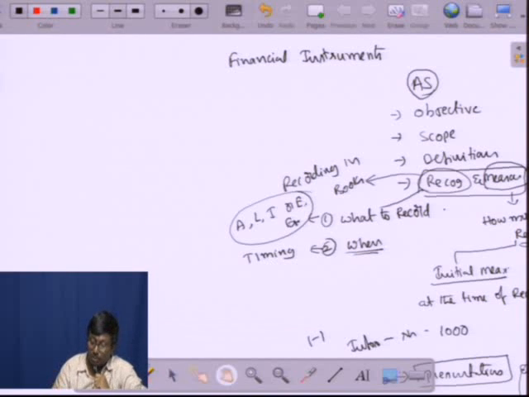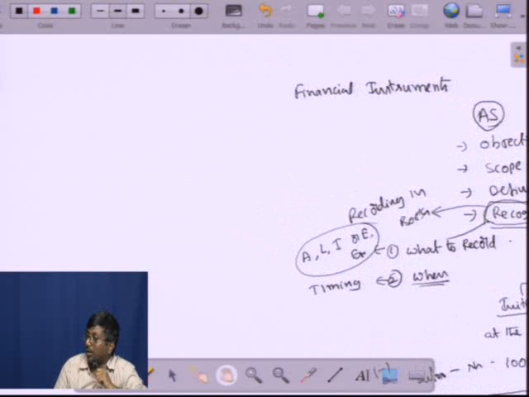But with respect to financial instruments, which we are planning to understand, it is a very big standard. They have divided these 5 topics into 3 standards. 107 alone talks about disclosures. It is approximately a 30 pages document that talks about what is supposed to be disclosed with respect to financial instruments. The other 2 talk about presentation as well, recognition and so on.